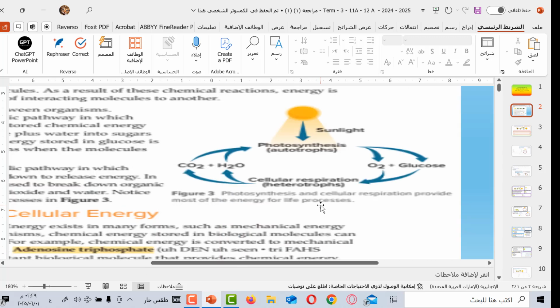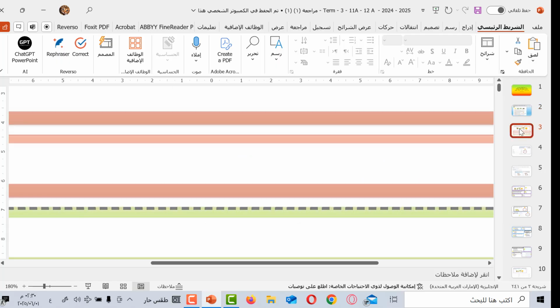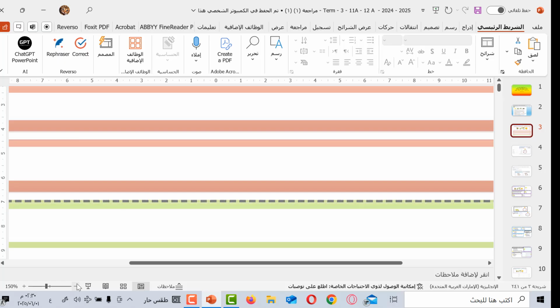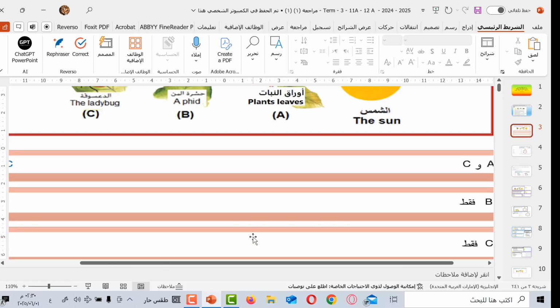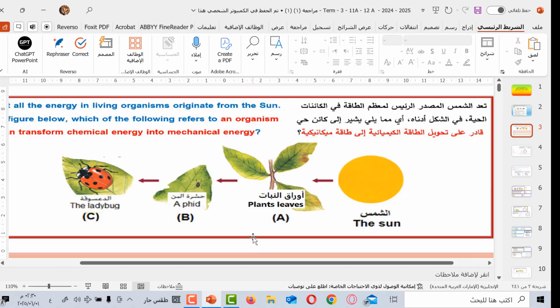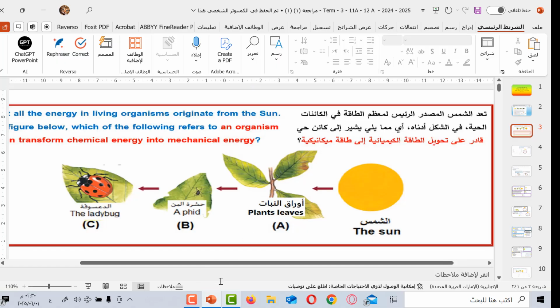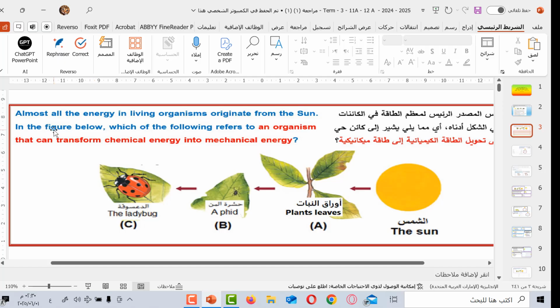Let us see some questions about this topic. If we see this question, what is it asking about? Almost all energy of living organisms originates from the sun. And the figure below, which of the following refers to an organism that can't transfer chemical energy into mechanical energy?